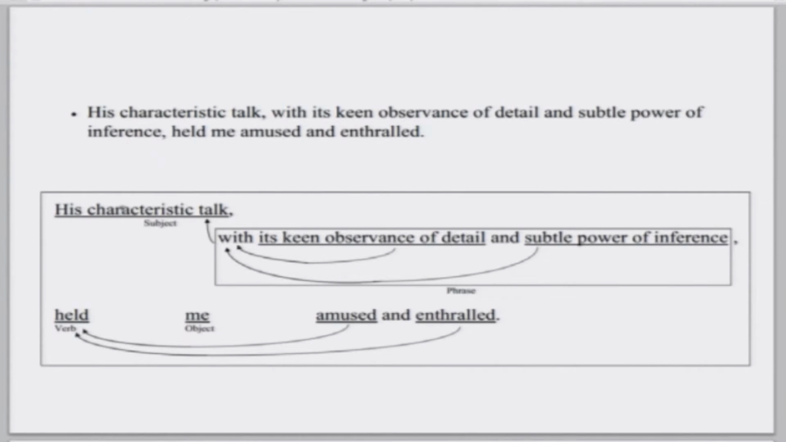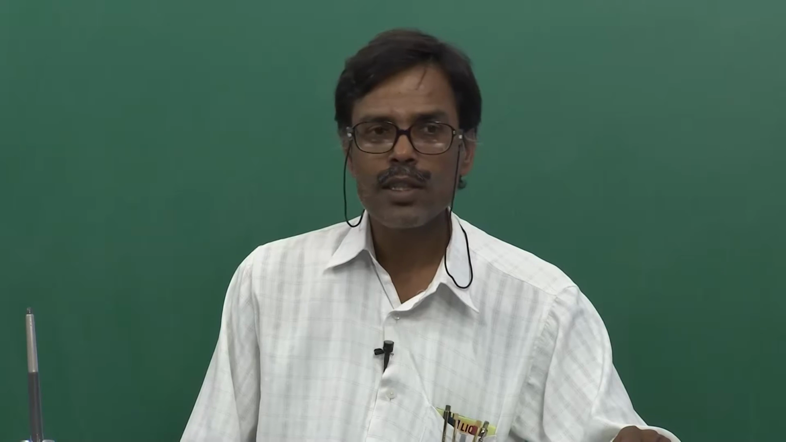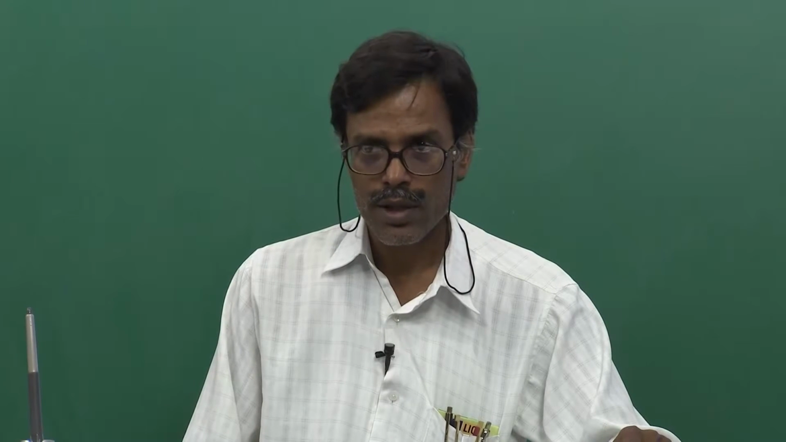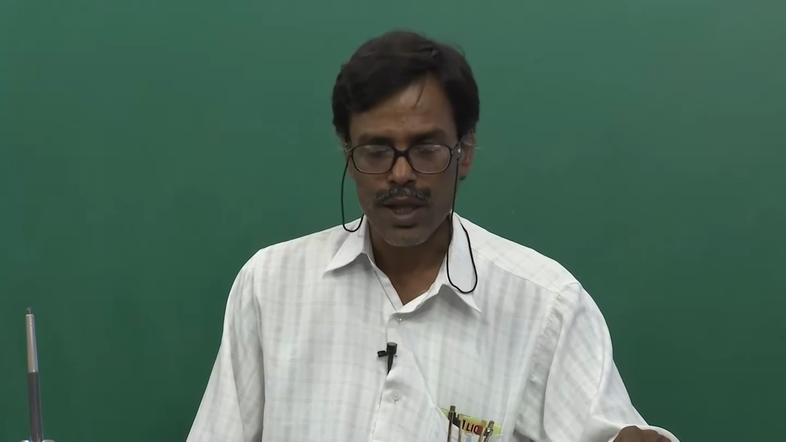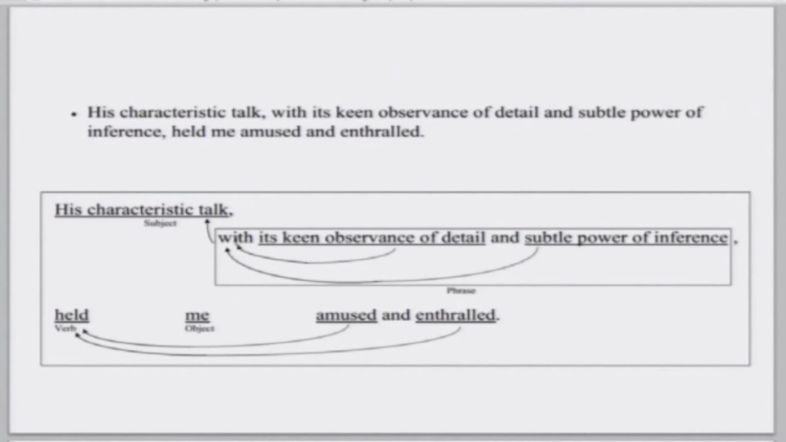Apart from that, his characteristic talk, subject. What kind of talk? What kind of characteristic talk? So, the qualifier comes here, with its keen observation of detail and subtle power of inference. Okay. I write with a pen. With a pen is a phrase. It does not have its own subject or its own verb. So, it is a phrase, and with what? Its keen observation of detail and with subtle power of inference. So, these two things are connected with. So, with these two things.